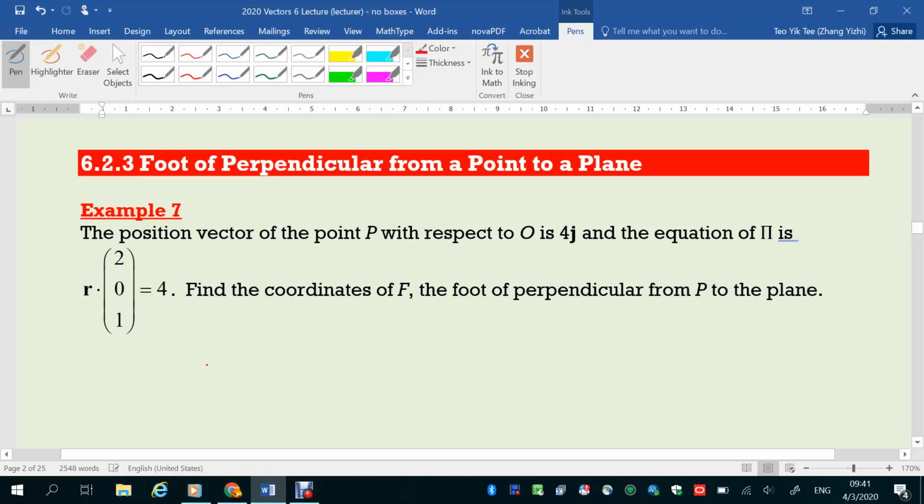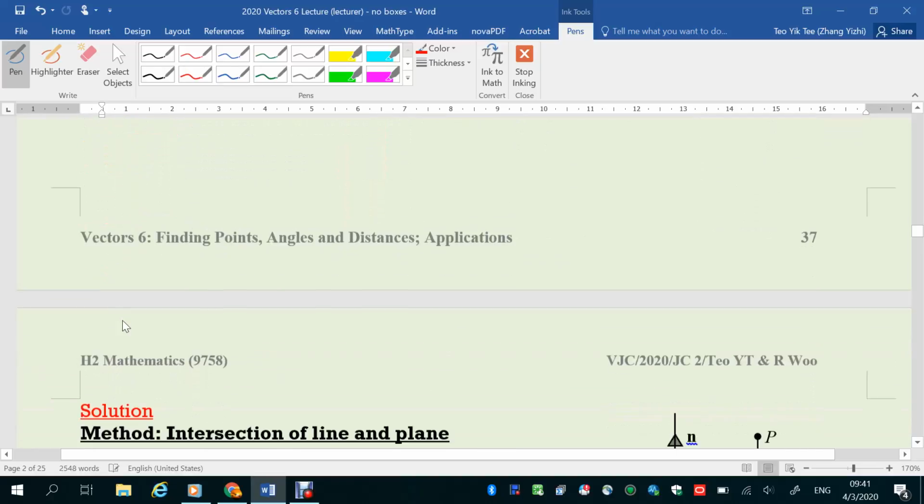Okay, after we find the foot of perpendicular from a point to a line, this new section talks about the foot of perpendicular from a point to a plane. So again, one numerical example to run you through the theory behind it. Same thing, you have a point P given to you, and then you have the equation of the plane given to you. You need to find the foot of perpendicular from point P to the plane.